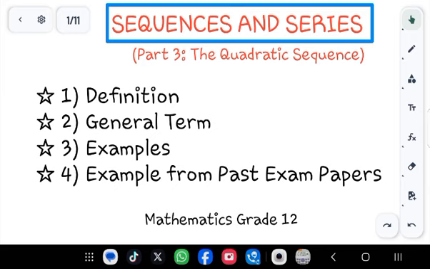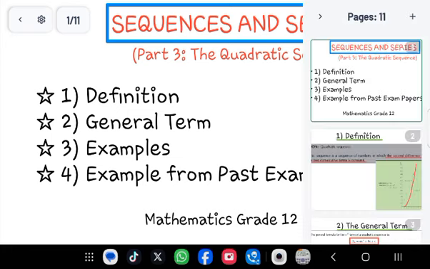In general, in summary, we're going to look at number 1, the definition of a quadratic sequence, number 2, the general term of a quadratic sequence and examples of those quadratic sequences, and lastly, we're going to look at an example from past exam papers.